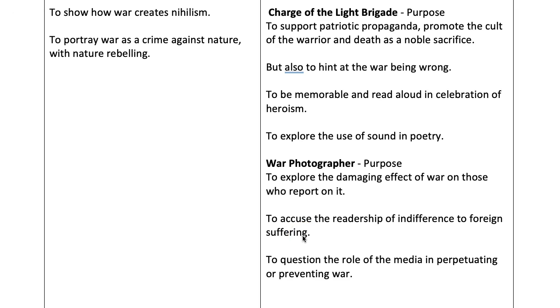That's where the "but nothing happens" comes. Nobody's doing anything about this terrible suffering. And they both question the role of the media in perpetuating or preventing war. In Exposure, that's a bit more indirect, which is why Wilfred Owen is having to write the poem to correct the role of the media, which seems to be saying that the war is a patriotic duty. While I'm happy with those comparisons, Charge of the Light Brigade is still my winner.